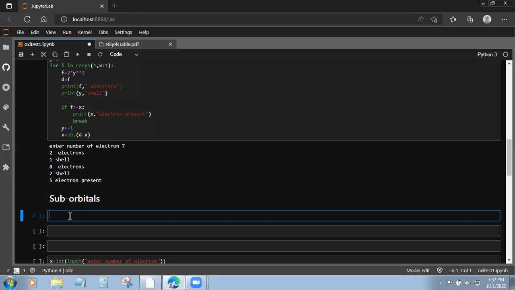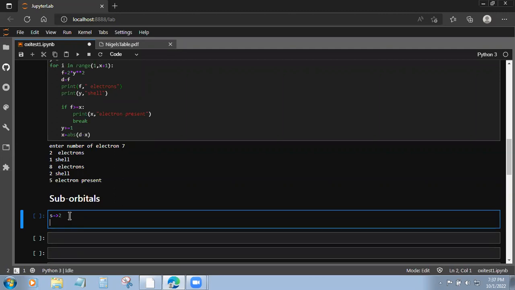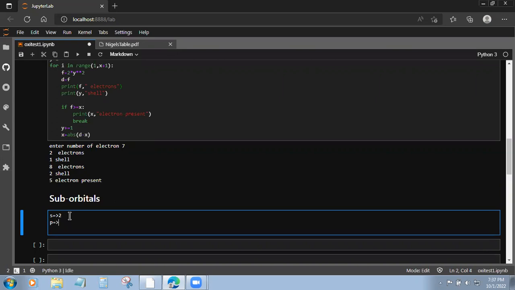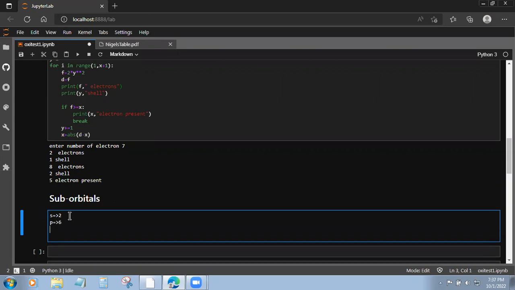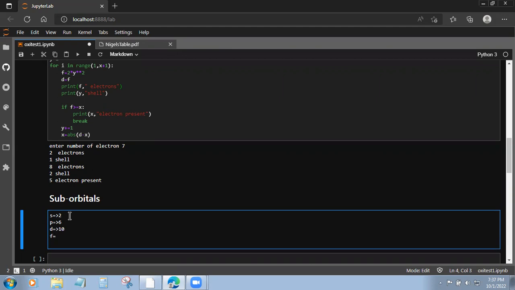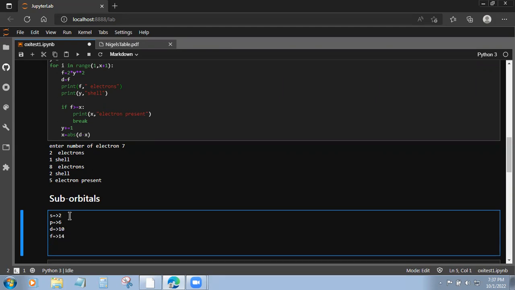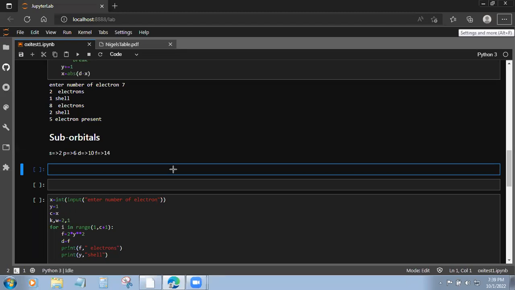Here, the S orbital has 2 electrons, and the P orbital has a total of 6 electrons, and the D orbital has a total of 10 electrons, and the F orbital has a total of 14 electrons. And in those orbitals, the electrons are present in pairs. For the S orbital, there is 1 pair, for P it's 3, for D it's 5, and for F it's a total of 7 pairs.